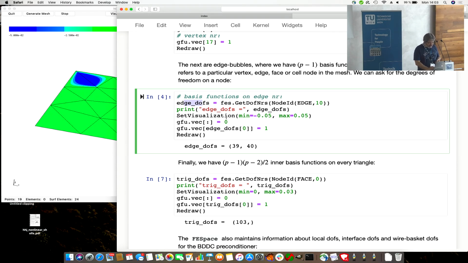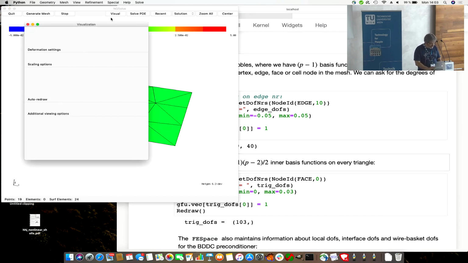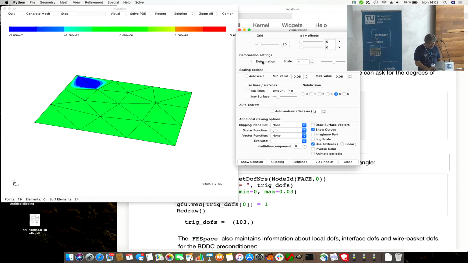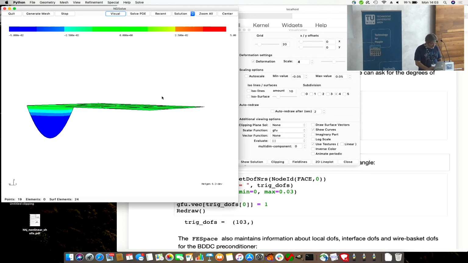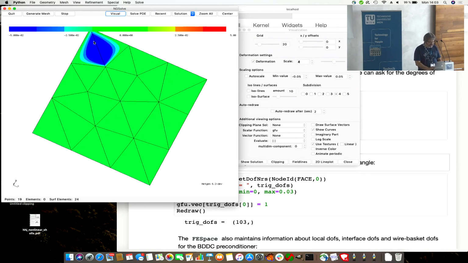And now I want to look at the two basis functions, 39 and 40. How do I do this? This is the edge here. What is the deformation? Okay, you see a quadratic bubble function. So this is a quadratic function on the edge decaying into these two elements.